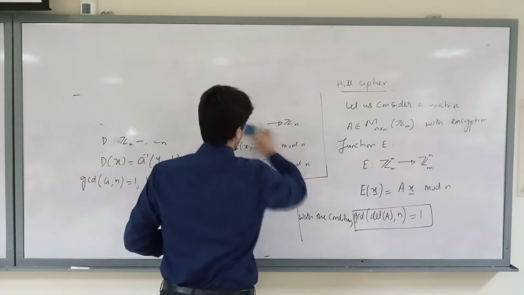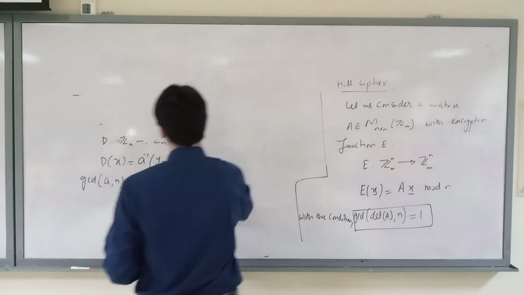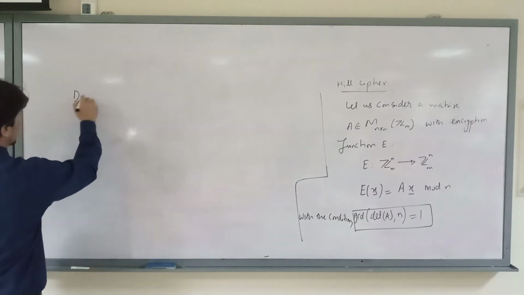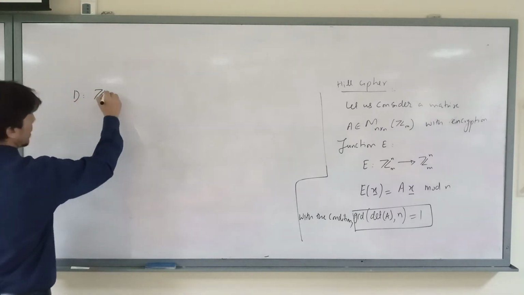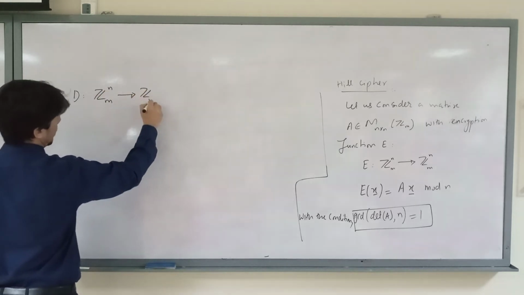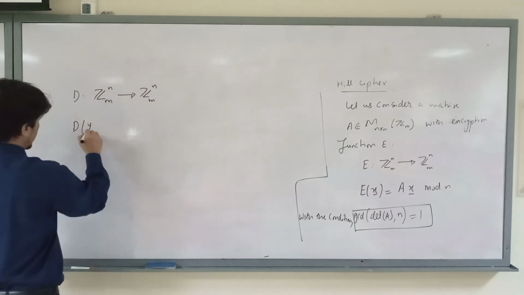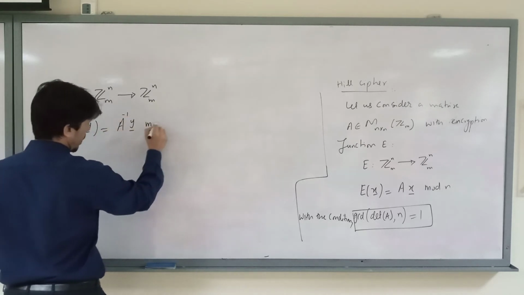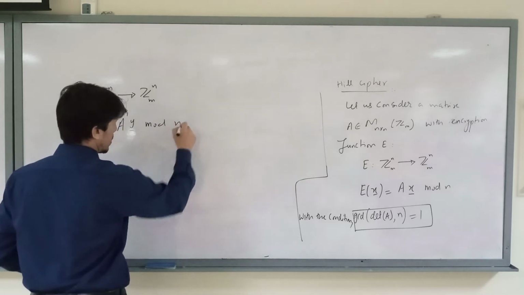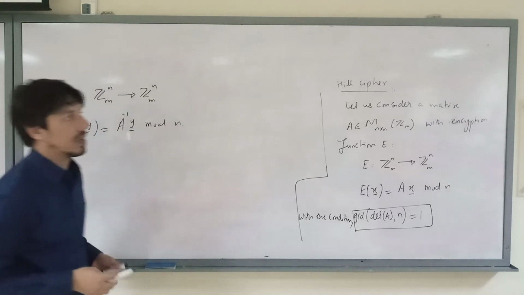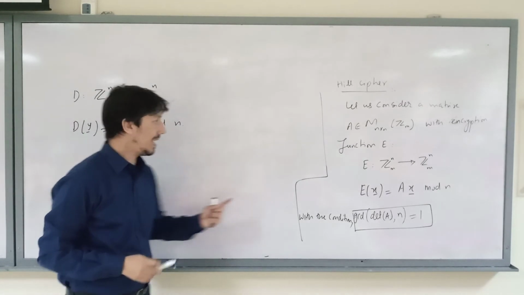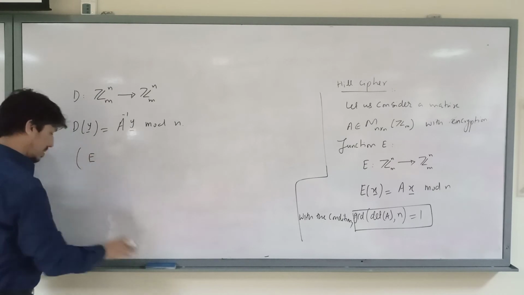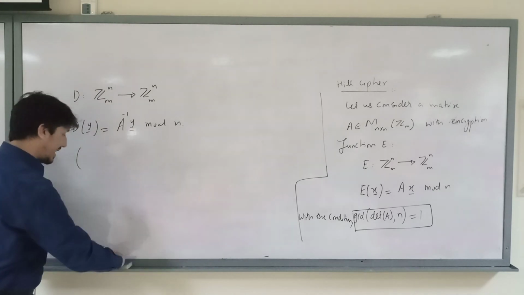If you can see this, decryption is again Zn^m to Zn^m, and for decryption it is A inverse of Y mod n. So this is a whole complete crypto system because it has 5 tuples. One is the encryption, plain text, the set of plain text.